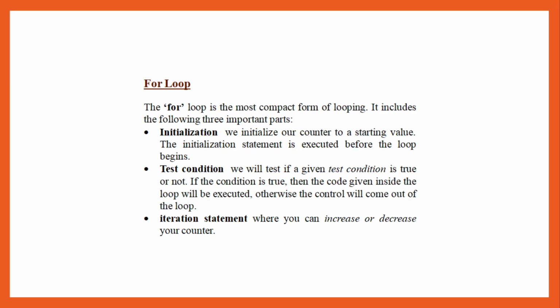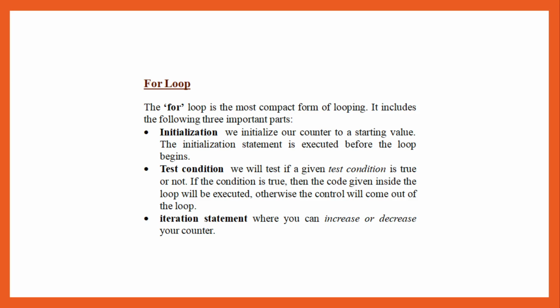In the previous two loops we used while and do while. First initialization, then test condition, next incrementation. Whereas the for loop includes the following three properties: initialization, test condition and iteration statements. What is initialization? We initialize our counter to a starting value. The initial statement is executed before the loop begins. This is called initialization.